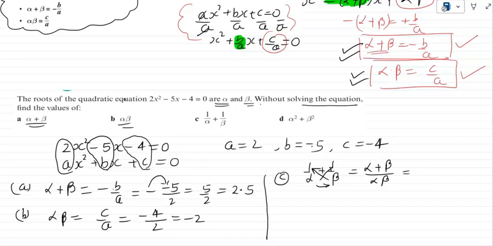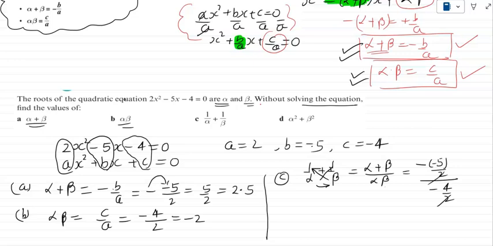Try to convert it into a combination of alpha plus beta and alpha beta, because we know only alpha plus beta and alpha beta. Yeah. So alpha plus beta is minus b over a. So here we can write minus b over a, so minus 5 over a, that is 2, that is alpha plus beta. And alpha beta is c over a.